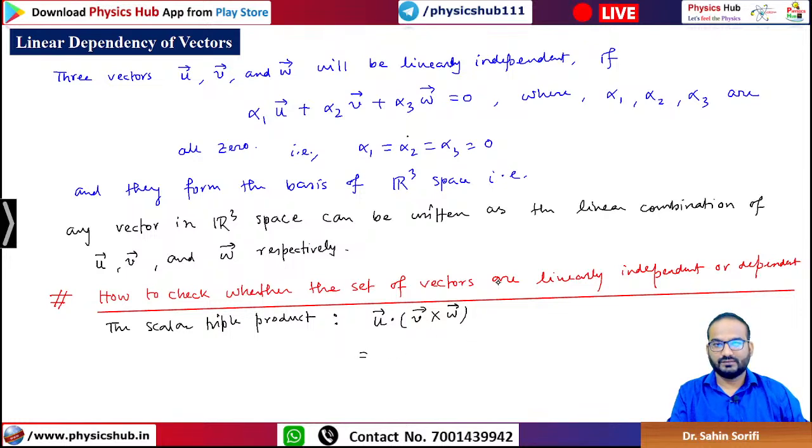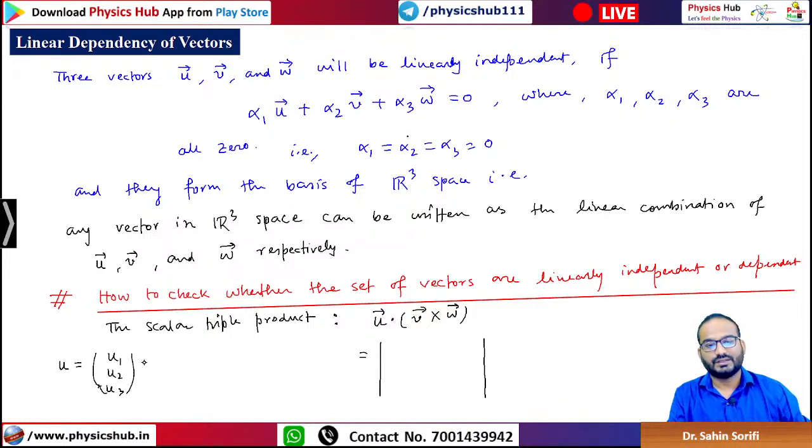How to get the value? It is the determinant. What you have to do is write the components of u. So if you have u, what are the components of u? It is u1, u2, u3, isn't it? So it is u1 x cap plus u2 y cap plus u3 z cap, right?